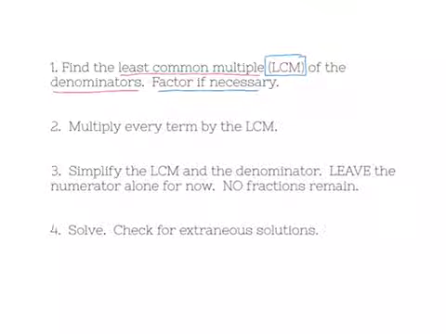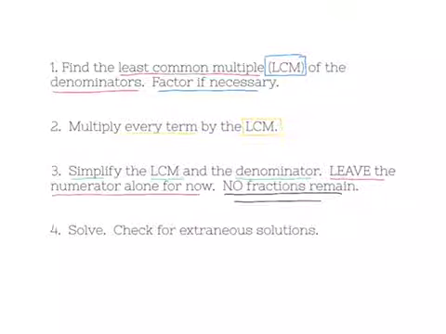Once we find that least common multiple, we're going to multiply every single term by it. It doesn't matter if it's a fraction or not, it gets multiplied by that LCM. After that, we'll be able to simplify the LCM and any of the denominators. What we're going to do, though, is ignore the numerators. We're going to leave the numerators alone for now. After this step, you should have no fractions left in your equation. If you still have some fractions left, then something went wrong earlier on.